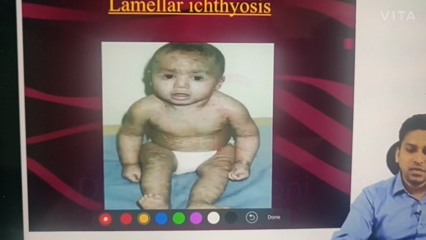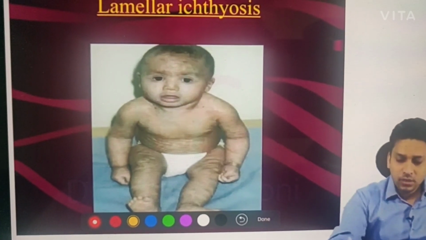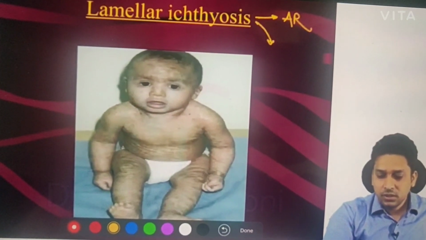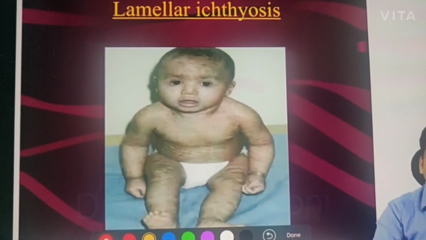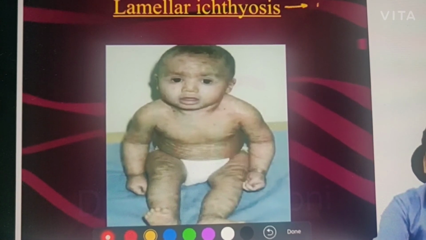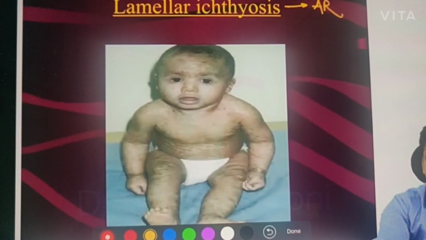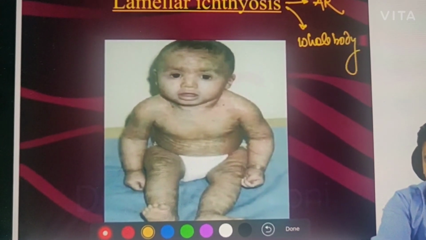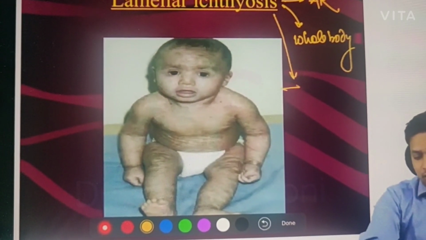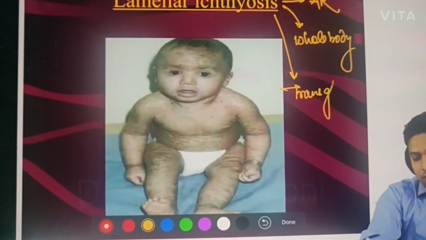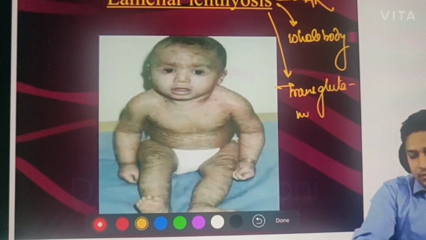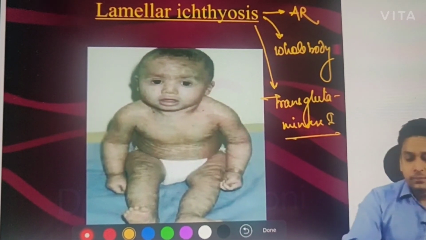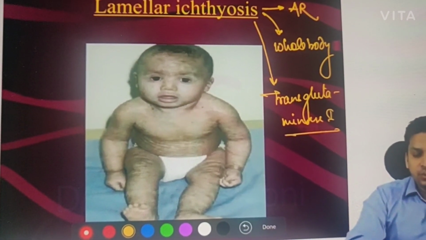Well, this is a case of lamellar ichthyosis where the whole body gets involved. Lamellar ichthyosis is an autosomal recessive condition where almost the whole body is involved. This occurs due to deficiency of transglutaminase 1.